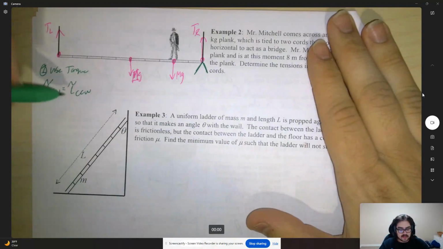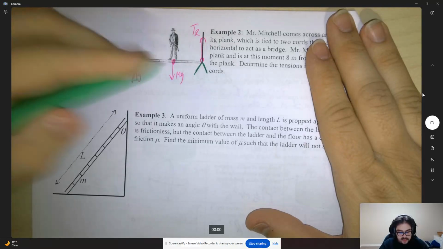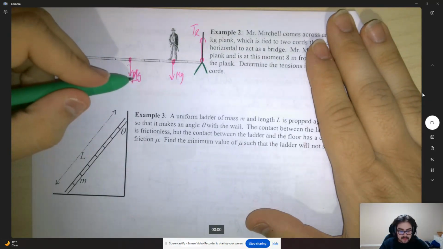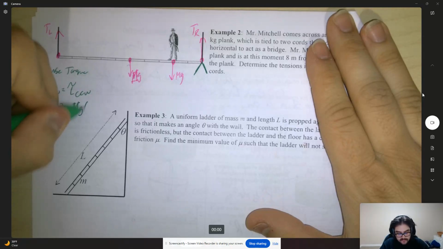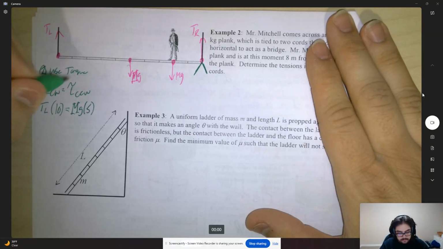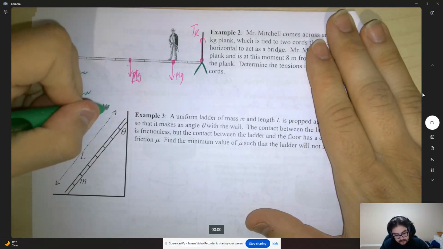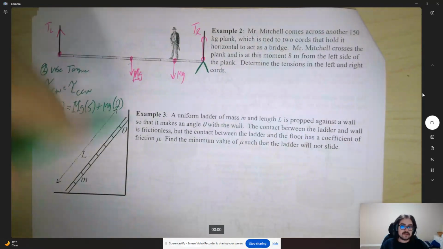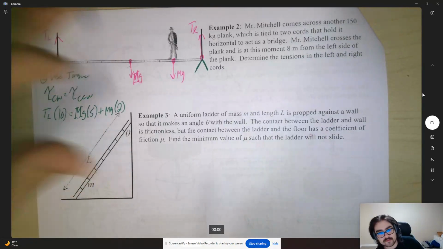So if I do my clockwise torques, that's just going to be T sub L, which is a distance 10 meters away from the pivot point. Capital Mg, which is a distance 5 meters from the pivot point. And then I add to that Mr. Mitchell's mg, and he's only 2 meters from the pivot point here. On the left side it says he's 8 meters from there, so it could be easier to do the left-hand side because you're given more numbers, but it's not that hard to figure out.